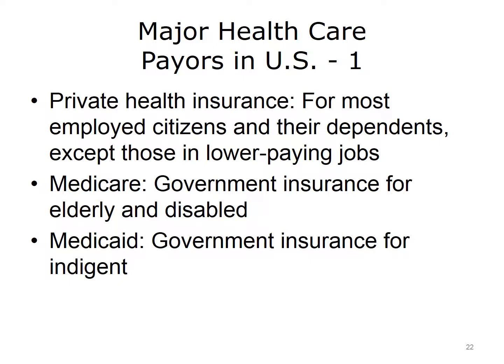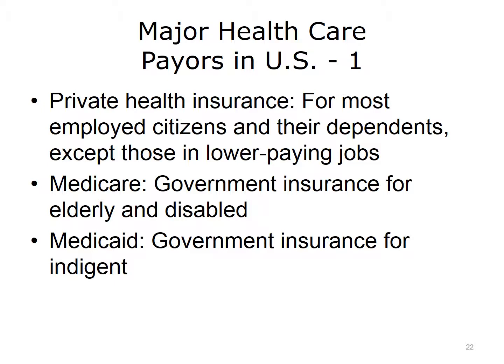Finally, with regards to healthcare systems, let's talk about healthcare payers in the U.S. Recall that payers are the entities that take money and pay healthcare provider organizations for care. The major type of payer in the U.S. continues to be private health insurance, particularly for most of those who are employed and their dependents, except those who are in lower-paying jobs where health insurance is not provided as an employment benefit. Medicare is government-financed insurance, where the federal government is the payer for insurance. Medicare is provided to elderly and disabled individuals.